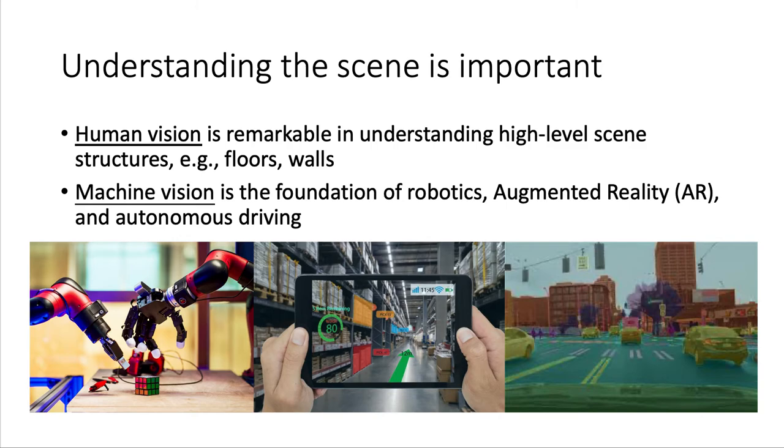In everyday life, understanding the scene around us is very important. Human vision is remarkable in understanding high-level scene structures like floors and walls by perceiving major surfaces for an outdoor building or indoor furniture. Machine vision, on the other hand, is much weaker than human vision, but it is the foundation of a wide range of applications in the domain of robotics, augmented reality, and autonomous driving.